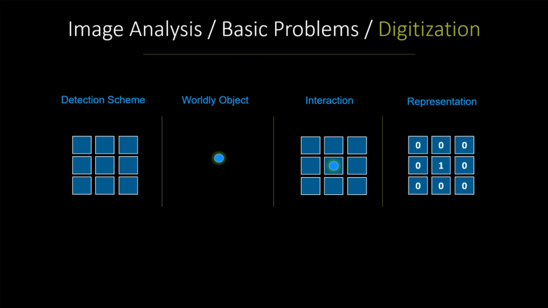So let's have a look at some of the basic problems of image analysis, and we'll start to see how image analysis can help us to extract the information from the images that we need. So here's a very basic detection scheme. Our imaging instrumentation works basically like this. We have something like pixels. In this case, we have 9 pixels, and these pixels are capable of detecting some event in the real world. And we have the case of this worldly glowing object. If we place this worldly glowing object in front of this array of pixels, it will trigger some reaction in this pixel in the middle.